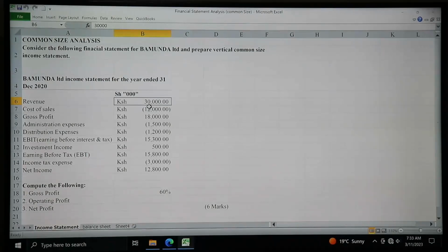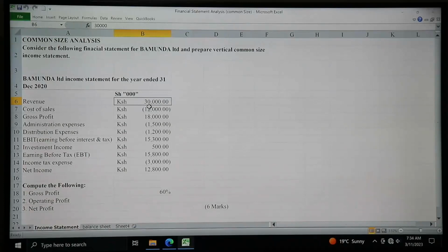I've sent that copy on the chat. You can download the copy. I've sent another one on WhatsApp, so you can also download it from there. And from there, we shall work out this.